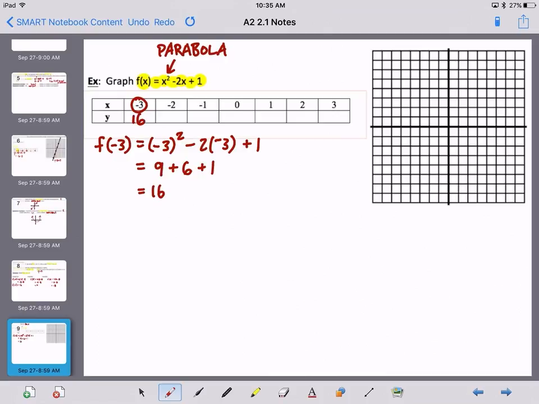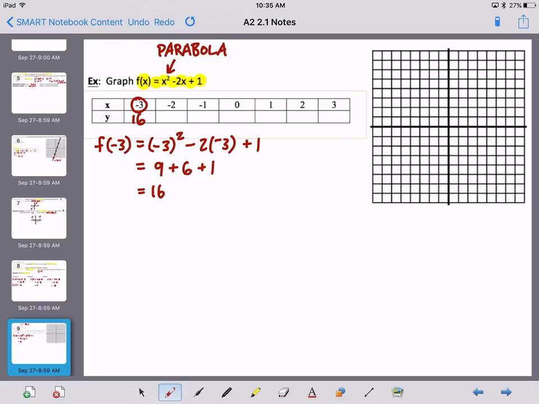Okay. So I encourage you again to pause the video and evaluate those other 6 x values. See what you get for y. So if you would like to pause the video now and give that a shot, you are more than welcome to do that right now.